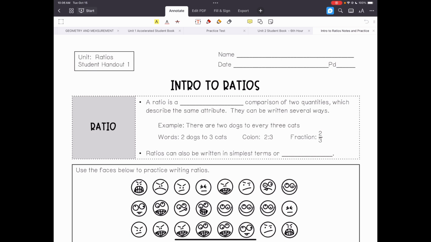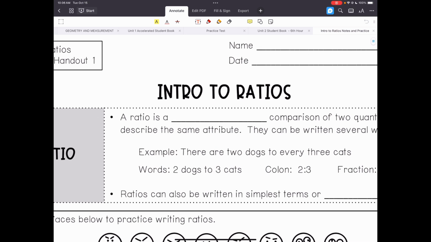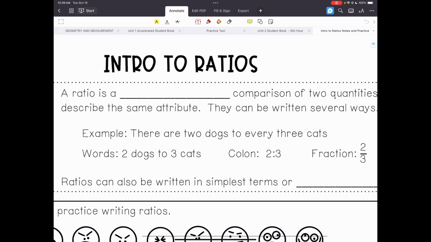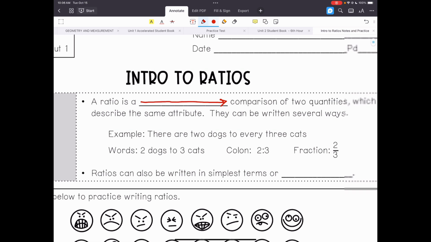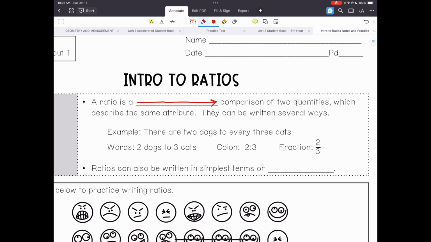So to start off with, I don't really like this definition, so we're actually not going to fill in a blank here, because the actual definition that I prefer in 6th grade is that a ratio is just a comparison. So right now, draw a line straight across that to an arrow pointing at comparison, because that's all a ratio is. It's a comparison of two quantities which describe the same attribute. There can actually be a three-way comparison as well, but in most cases it's just two. They can be written in several ways.